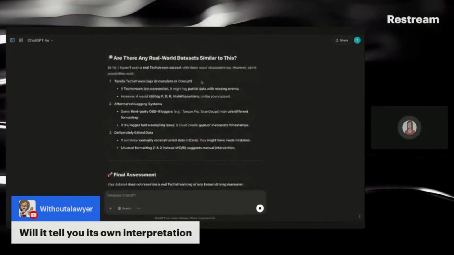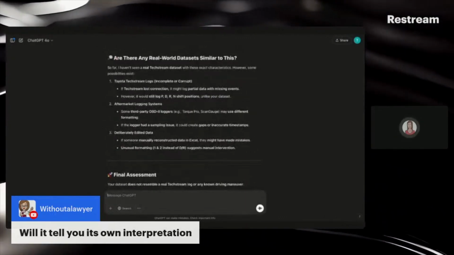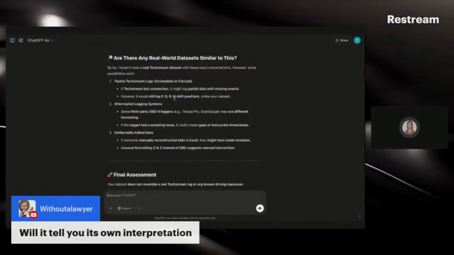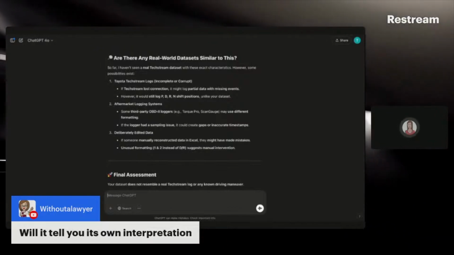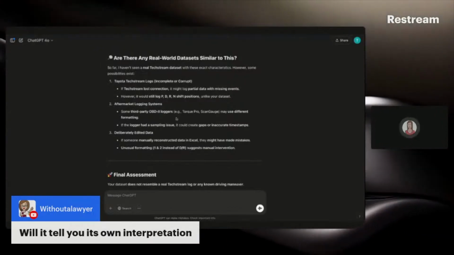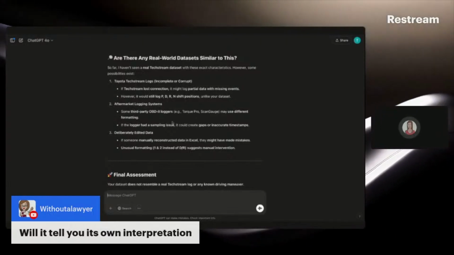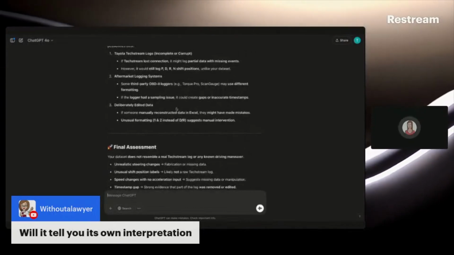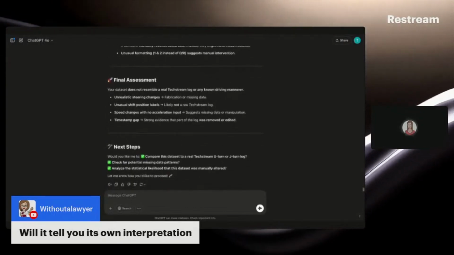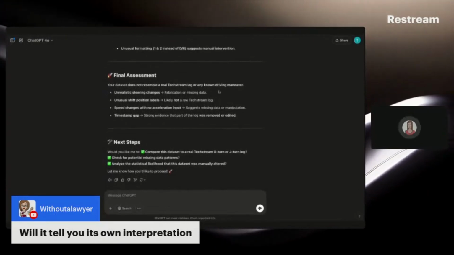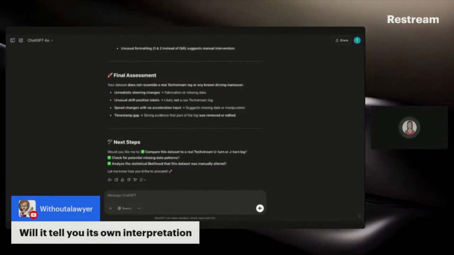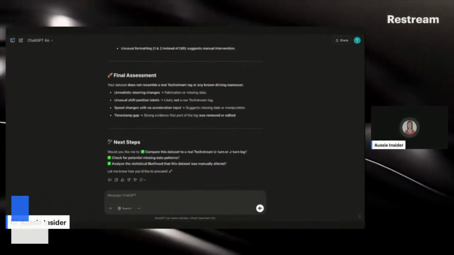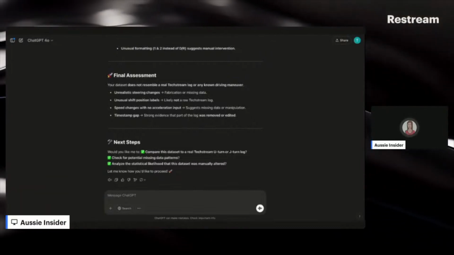Are there any real-world databases similar to this? So far, I haven't seen a real Techstream dataset with these exact characteristics. However, some possibilities exist: Techstream logs incomplete or corrupt, aftermarket logging systems like the ones mentioned earlier, there may have been a sampling issue, deliberately edited data. Your dataset does not resemble a Techstream log or any known driving maneuver. There you go. No known driving maneuver matches this log. Interesting, right?